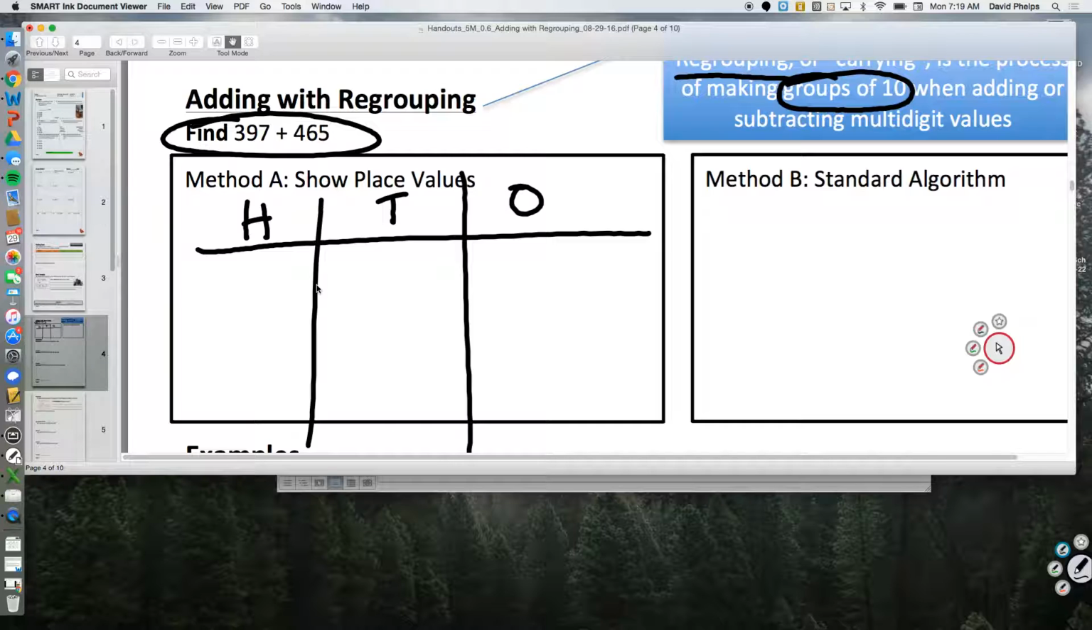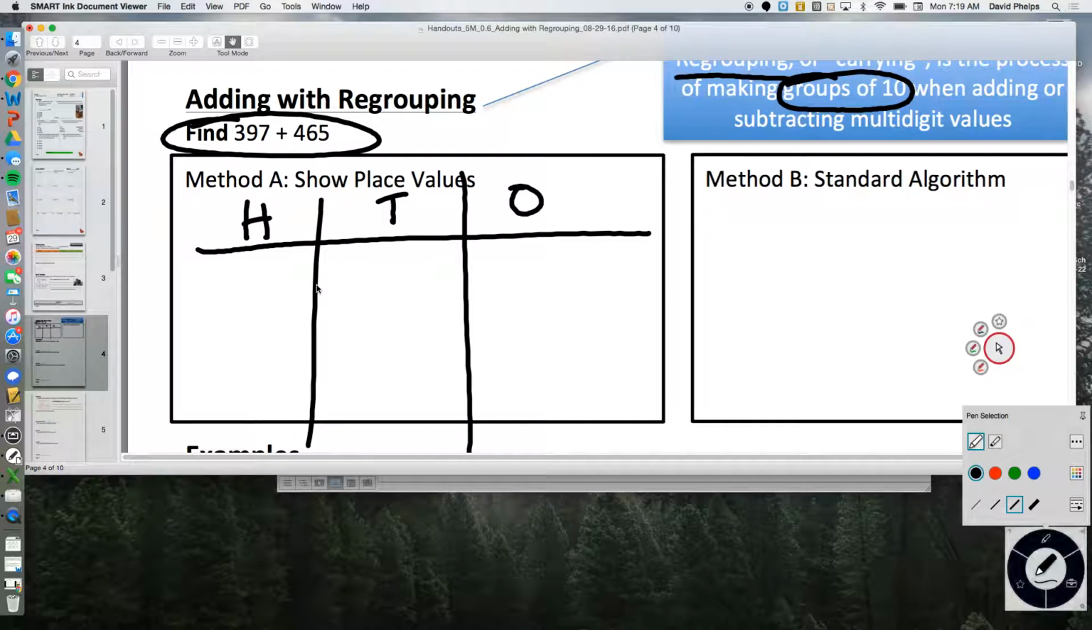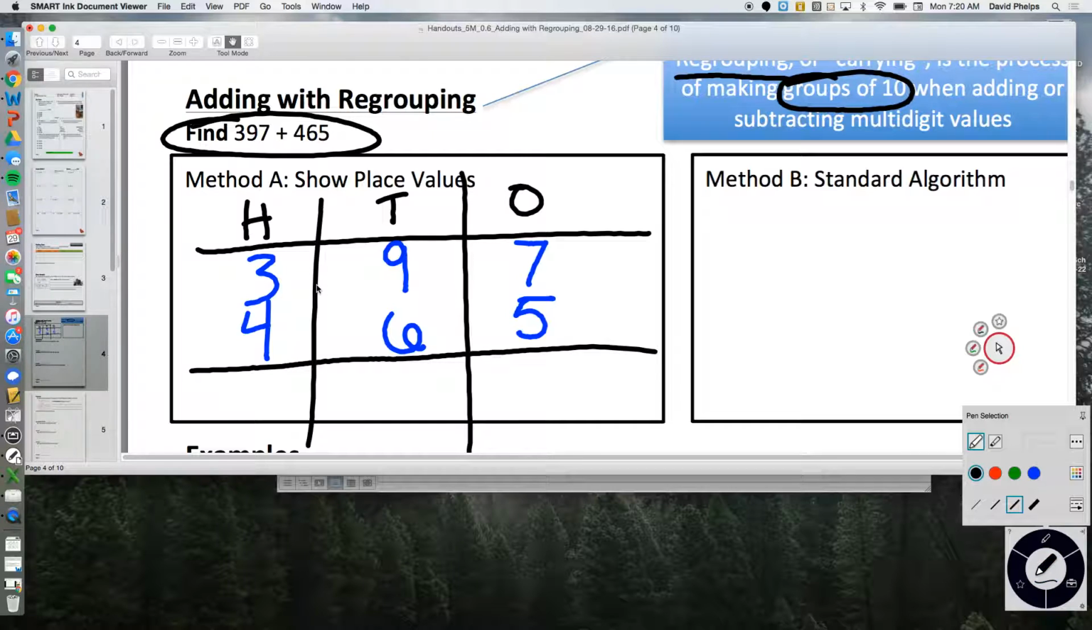Well, our first number is 397. That has 3 hundreds, 9 tens, and 7 ones. And the next number is 465. That has 4 hundreds, 6 tens, and 5 ones. Put a line underneath all of that so we know those are our two numbers.